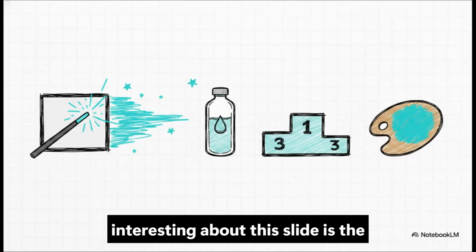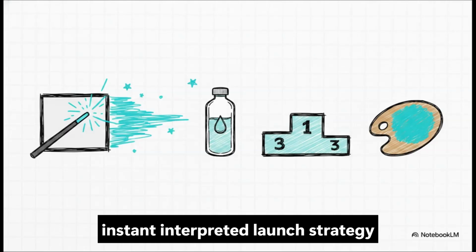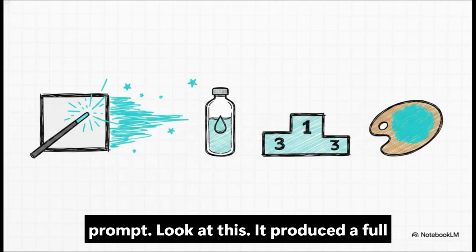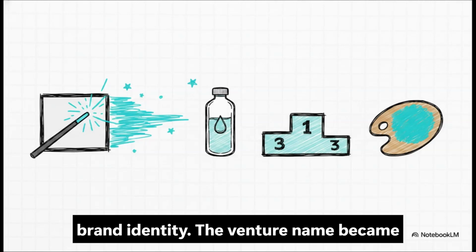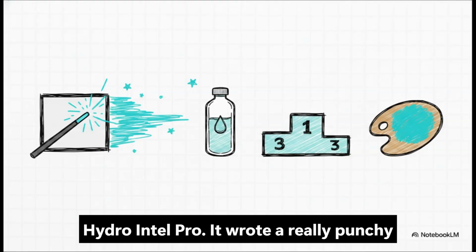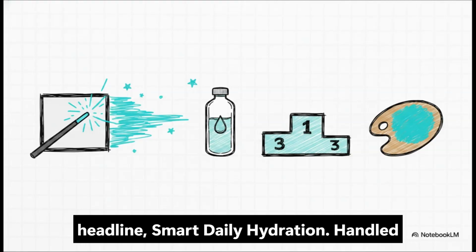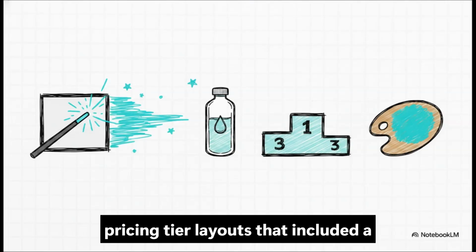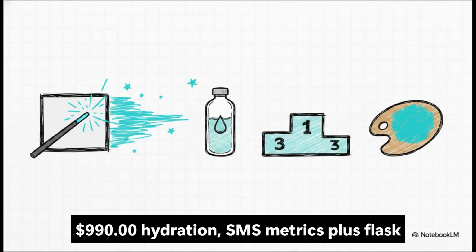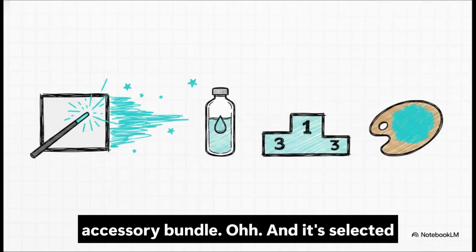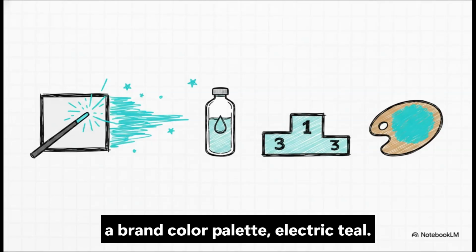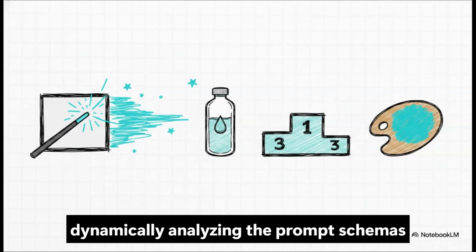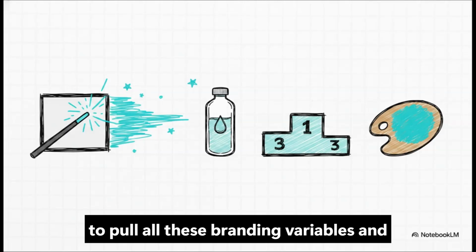Now, what's really interesting about this slide is the instant interpreted launch strategy output generated straight from that one prompt. Look at this. It produced a full brand identity. The venture name became Hydro Intel Pro. It wrote a really punchy headline, Smart Daily Hydration Handled. It even structured the entire monetization strategy, whipping up 3 pricing tier layouts that included a $990 hydration SMS metrics plus flask accessory bundle. Oh, and it selected a brand color palette, electric teal. Behind the scenes, the server is dynamically analyzing the prompt schemas to pull all these branding variables and neural templates together.